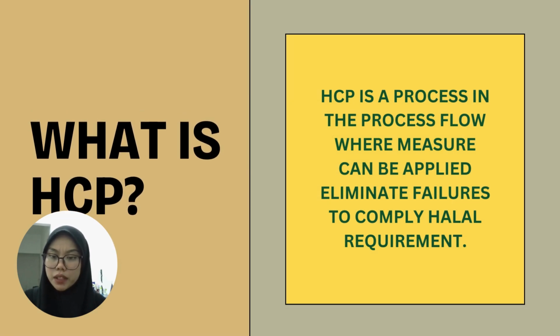So, what is HCP? HCP is halal control point. It's a point in the process flow where measures can be applied to eliminate failures to comply with halal requirements. Meaning to say, we need to eliminate any potential presence of haram components or substances in the manufacturing of halal products.